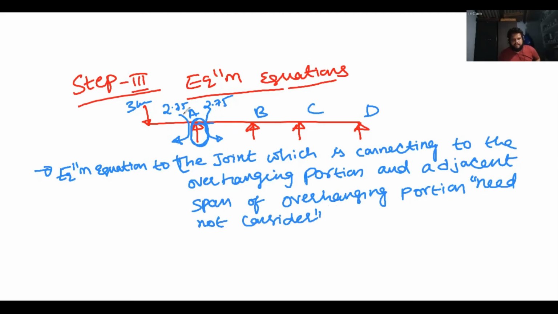Here the equilibrium equation is already satisfied. That is the reason I am not considering this joint A. If I consider this joint A, you will get AE plus AB. So that equilibrium equation is not required now. So what are the equilibrium equations we have to write now? MBA at B, at B I have to write the equilibrium equation. At C I have to write the equilibrium equation.